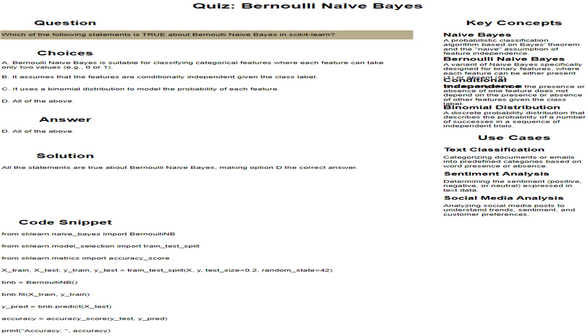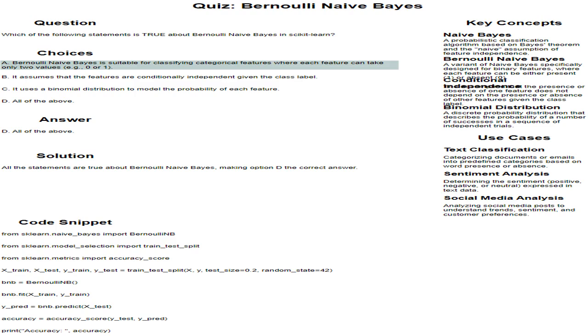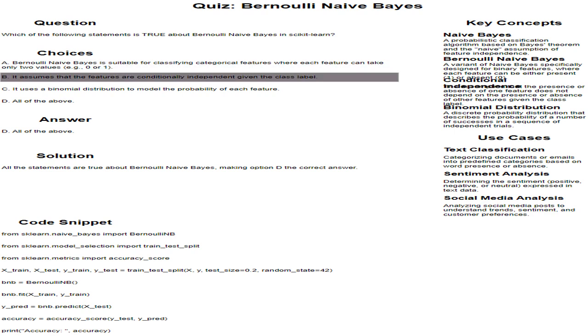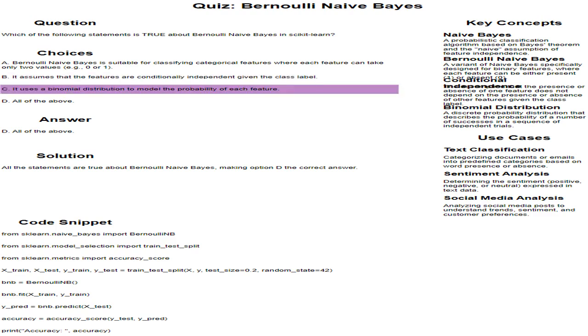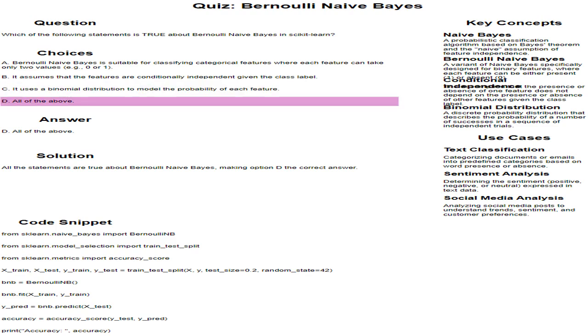Which of the following statements is true about Bernoulli naive Bayes in scikit-learn? A. Bernoulli naive Bayes is suitable for classifying categorical features where each feature can take only two values, e.g., 0 or 1. B. It assumes that the features are conditionally independent given the class label. C. It uses a binomial distribution to model the probability of each feature. D. All of the above.